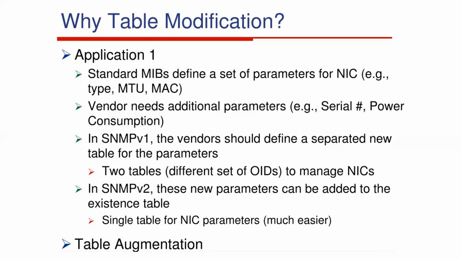Then standard MIB defines a set of parameters for NIC, for example type, MTU, MAC. Vendor needs additional parameters, for example serial number, power consumption. In SNMP version 1, the vendor should define a separate new table for the parameters. Two tables with different OIDs to manage NICs. That thing is very important, and also these new parameters can be added to the existing table. Single table for NIC parameters. It's very easy.